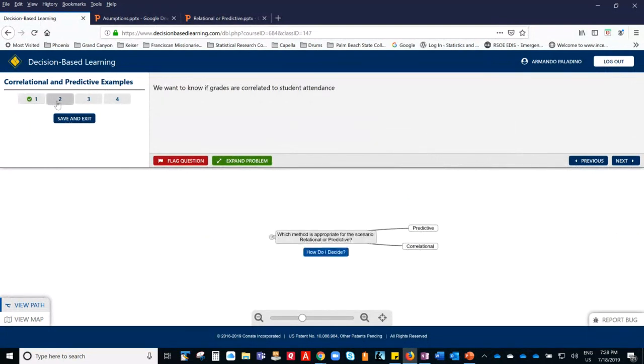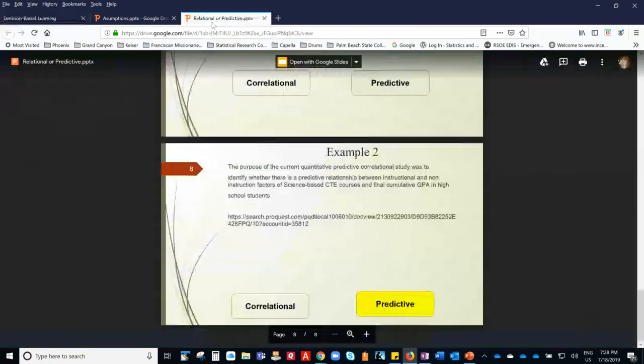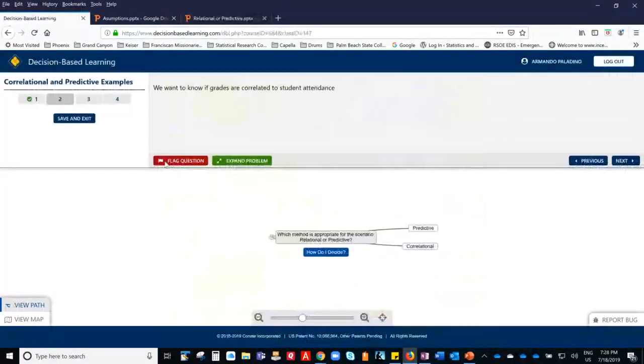We want to know if grades are correlated to students' attendance. I'm not going to go through how to do it either way because it's a repetition of the correlational slides that we looked at before, right? So I want to know if grades are correlated to a student's attendance: predictive or correlational?